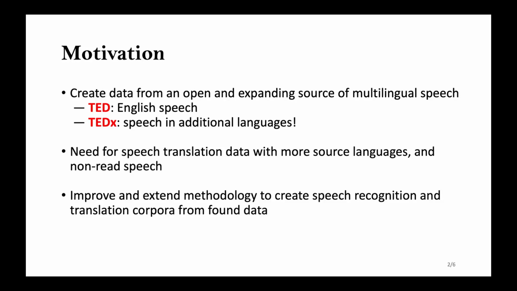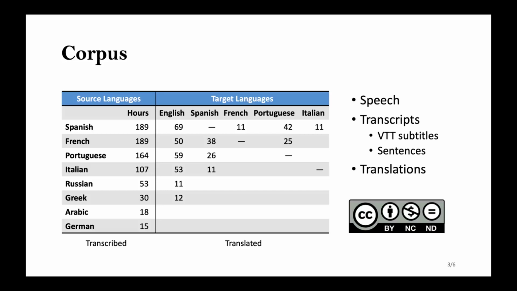The corpus, as we've released it, has 8 source languages, with more data available for speech recognition than translated for speech translation. We released the speech, the transcripts in their original VTT subtitle form, as well as sentence-level utterances, which have been automatically segmented, and translations where available. The dataset inherits the TED and TEDx Creative Commons license.